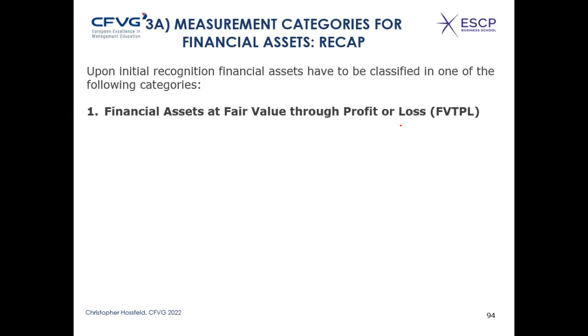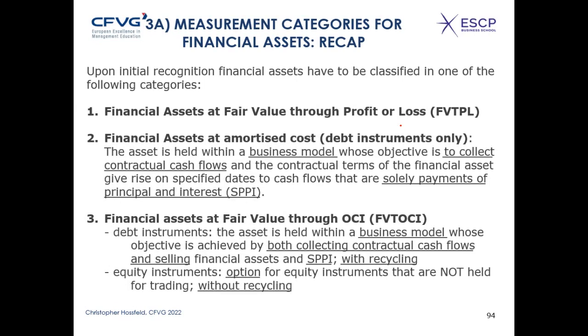That means it's either fair value through profit and loss or amortized cost. Amortized cost can only be applied for debt instruments, okay? And I have fair value through OCI as a third category that can be applied for certain debt instruments and that is optional for certain equity instruments, sometimes with recycling and for equity investments without recycling. Okay, so 3 measurement methods basically and several conditions when you can or must apply them.